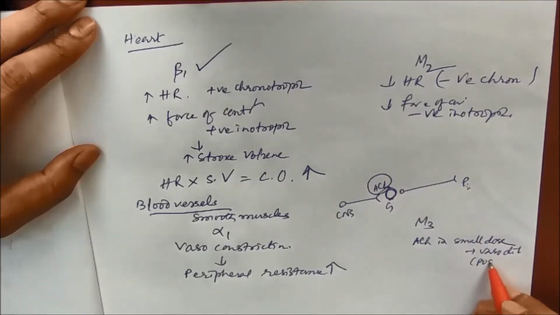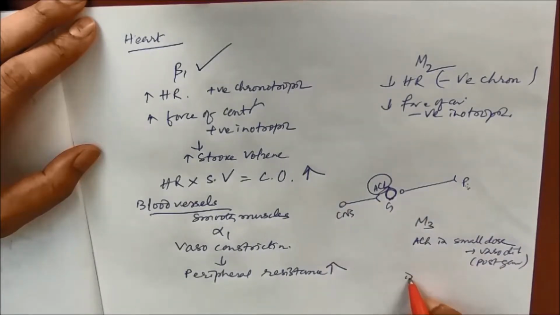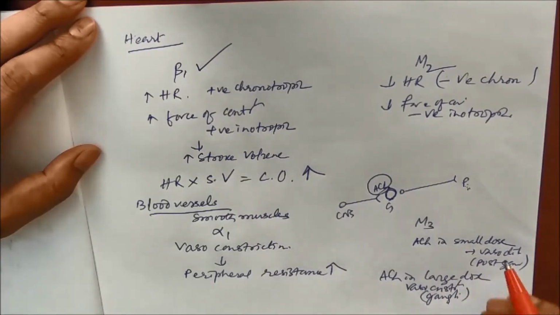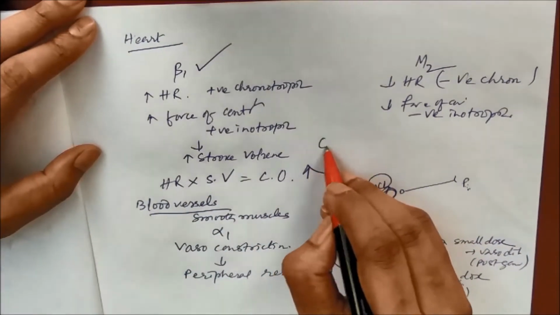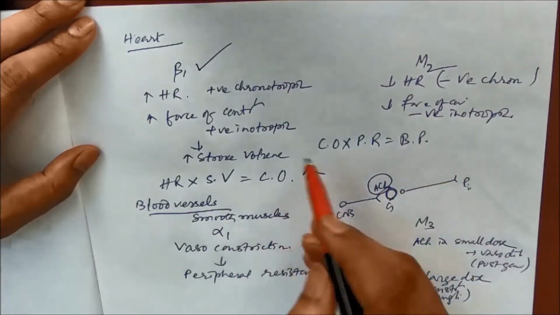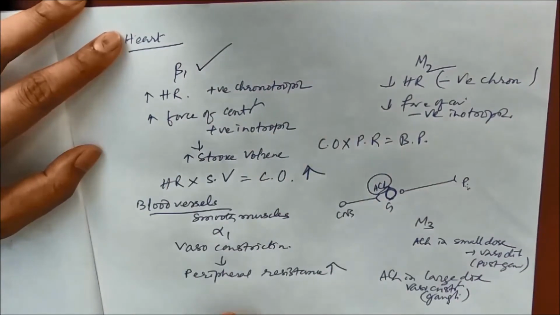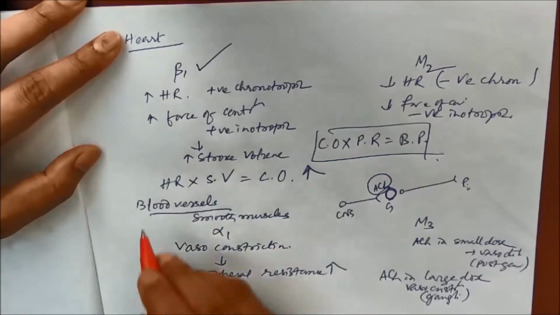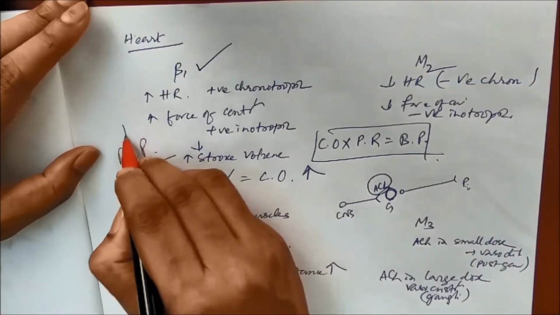This is postganglionic action. Okay, and acetylcholine in large dose causes vasoconstriction because of its action on the ganglion. Okay, because acetylcholine is the neurotransmitter here, and we know that cardiac output into peripheral resistance is equal to blood pressure. So cardiac output is increased by sympathetic, peripheral resistance is increased by sympathetic.